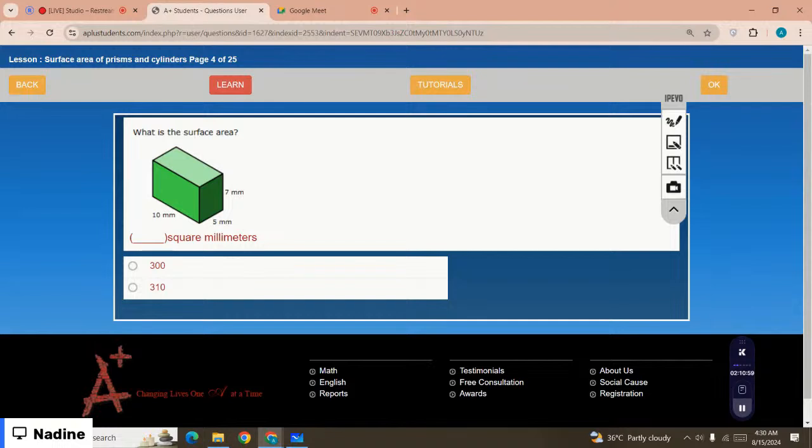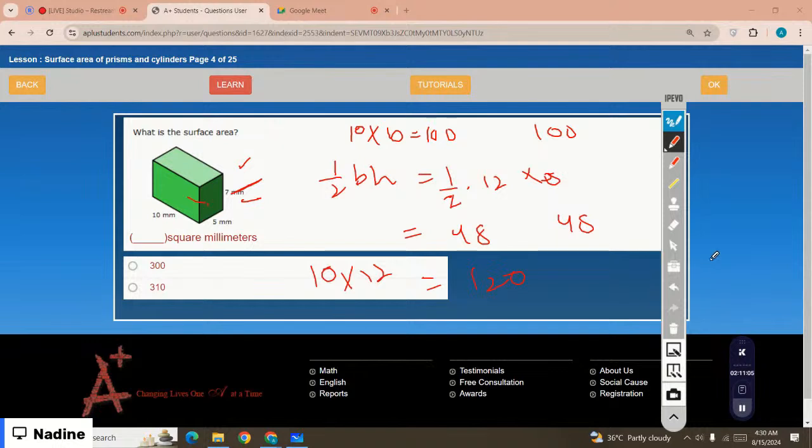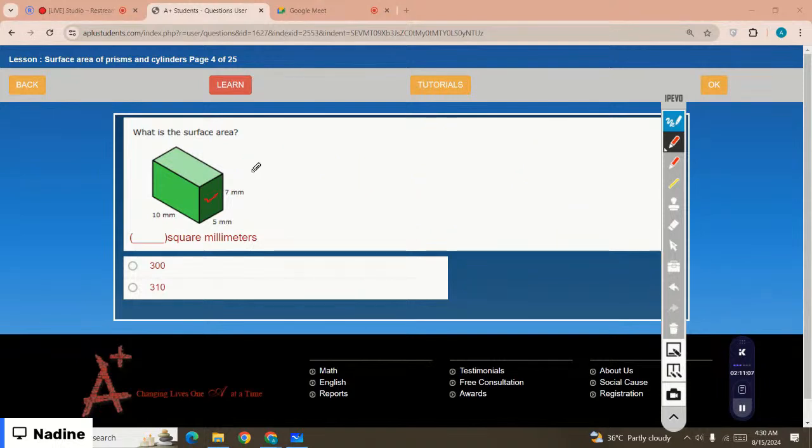So you have to calculate the area of every face, right? So start with this face. This face has the dimensions 7 and 5. So the area of this face is 35. Now calculate the area of the base, this one and this one. 10 times 5 is 50. So here you have 50.